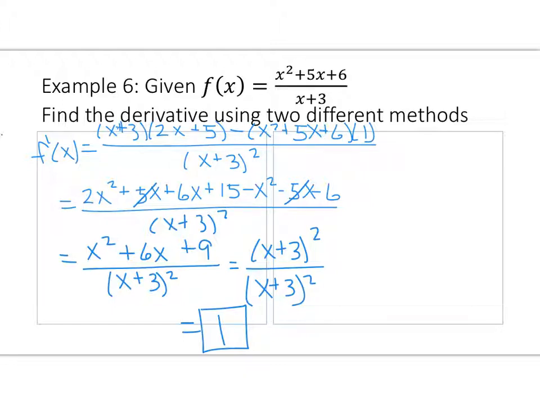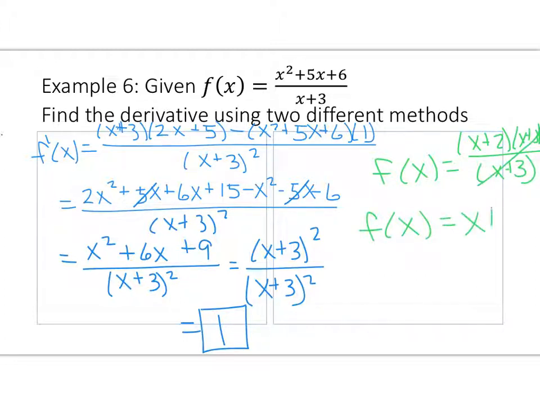Now, the other option I had was I could have simplified the function first. So I could have said, okay, wait a minute, f of x is equal to x plus 2 times x plus 3 over x plus 3. The x plus 3 simplify, so f of x is equal to x plus 2. f prime of x is equal to 1. So again, there are always multiple ways to find your derivative. Sometimes it's a good idea to use two different methods to check yourself. Sometimes one method is a lot shorter or more simple than the other one.